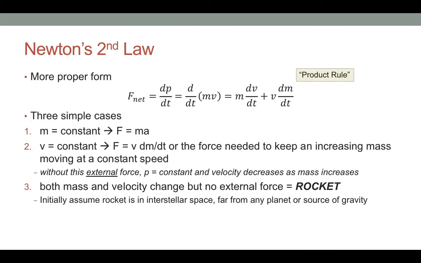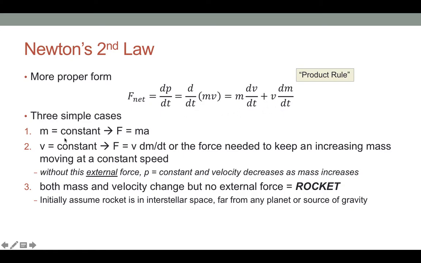Now, before we get into rockets, we're going to consider the general and more proper form of Newton's second law, where the net force is the rate of change of momentum. We can then take momentum as simply mass times velocity, use the product rule, and multiply that out. So we get two terms. This right here is the conventional term, mass times acceleration. Then if we allow, in general, mass to change, we do get a second term, which depends on the rate at which the mass changes.